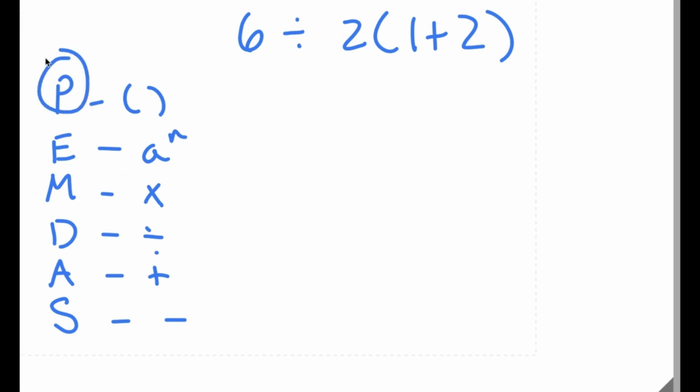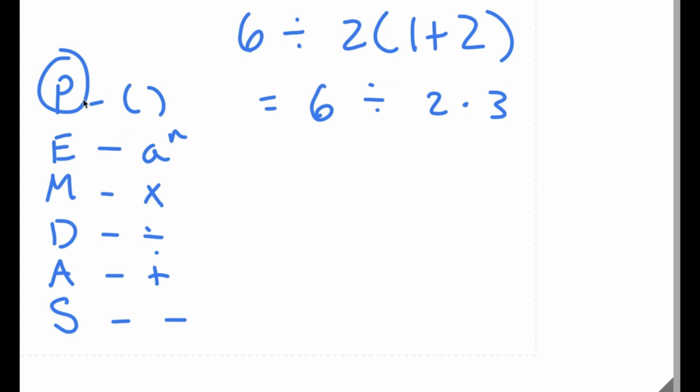So what we first start with, we start at the top, and we first look for parentheses. So if something is in parentheses, we solve that first. Well, as you can see here, 1 plus 2 is in parentheses. So 1 plus 2, that's equal to 3. So now I have 6 divided by 2 times 3, and 2 times 3 is written like this.